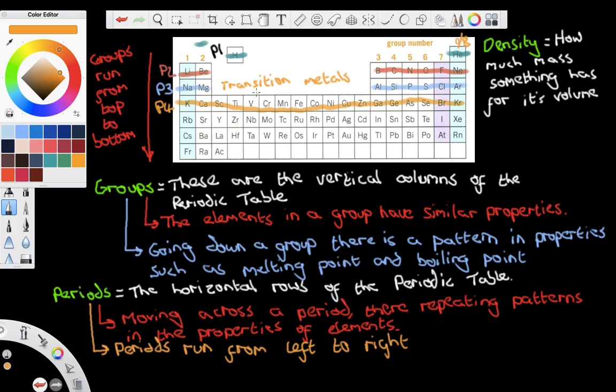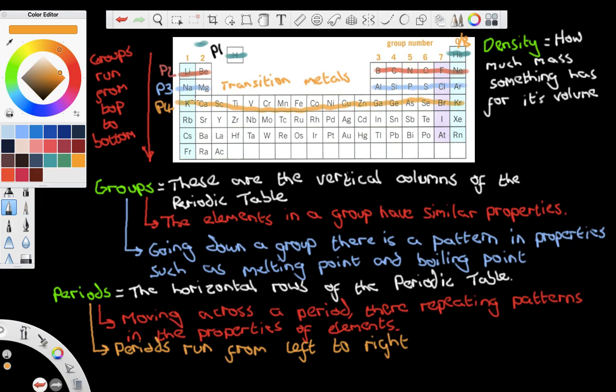So if we focus on period 2, lithium has a fairly low melting point. Beryllium is a little bit higher. Boron is a little bit higher. Carbon is by far the highest. Then after carbon, melting point drops, and nitrogen, oxygen, fluorine, and neon all have the lowest.